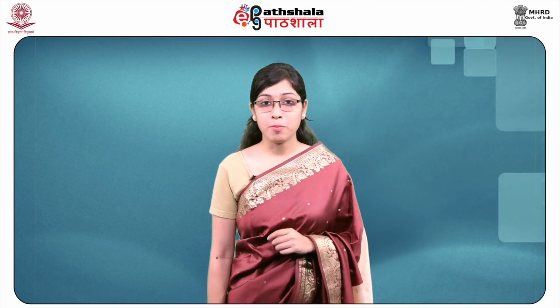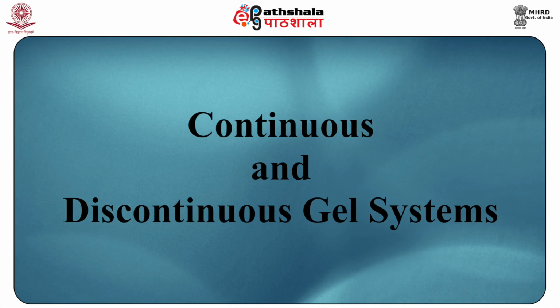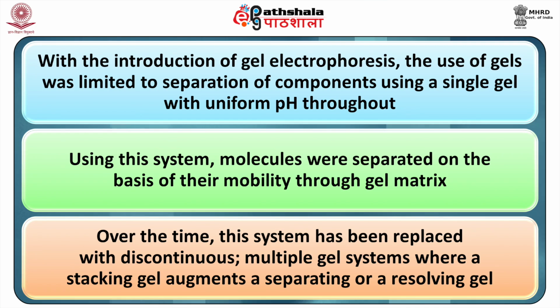The theory and operation of slab gel electrophoresis is identical to the tube gel electrophoresis, but have gradually replaced the tube gels because of multi-sample analysis they offer. Both slab gels as well as tube gels can be easily casted in-house from monomeric materials. Next, we will be studying about continuous and discontinuous gel systems. With the introduction of gel electrophoresis, the use of gels was limited to separation of components using a single gel with uniform pH throughout.